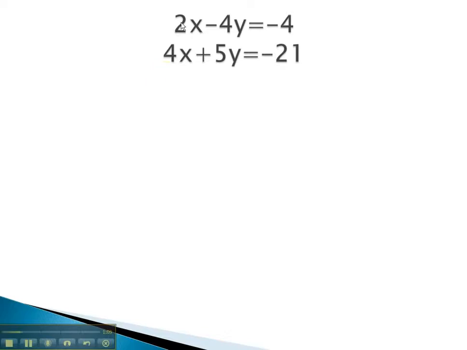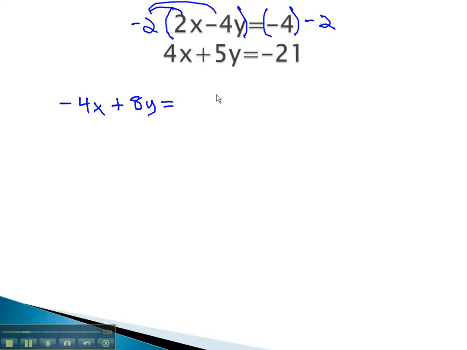We can multiply the 2 by negative 2. That'll give us negative 4 in the first equation and positive 4 in the second equation. Of course, it's important to remember to multiply by the negative 2 on both sides. The first equation is now negative 4x plus 8y equals negative 4 times negative 2, which is positive 8. The second equation was unchanged.